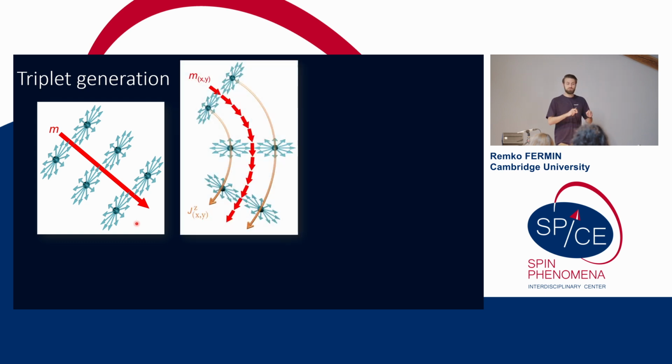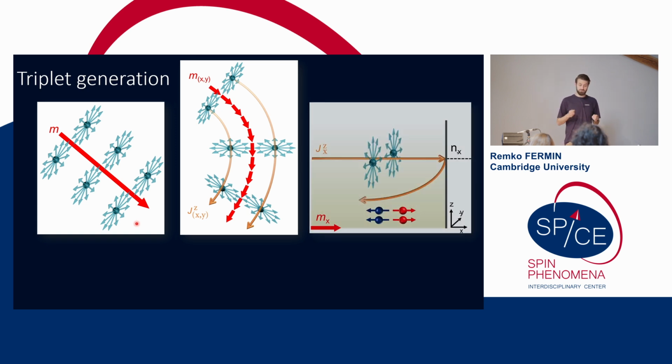Now once we start curving the magnetization pattern, we start introducing a spin current carried by the short-range triplets that adiabatically follows the magnetization pattern. But when this spin current hits the interface between the superconductor and the vacuum, its adiabatic approximation breaks down and long-range triplets are generated.